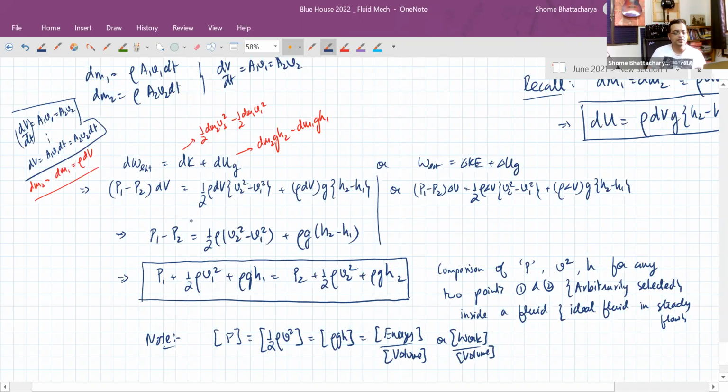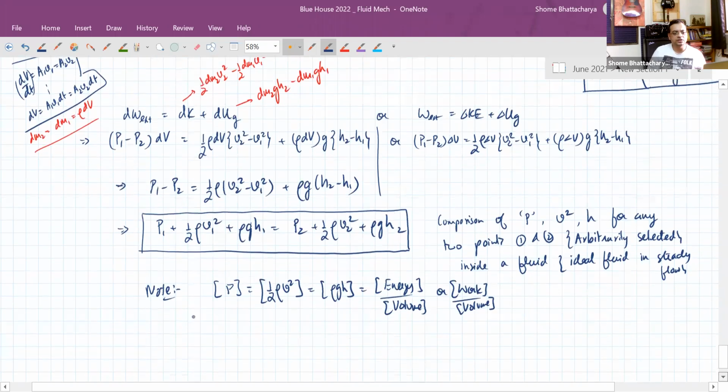So if you think of this P1 minus P2 term here, it's like the work done per unit volume. If you look at the half rho V square reference term, and similarly rho g h2 minus h1, they are like energy per unit volume terms.